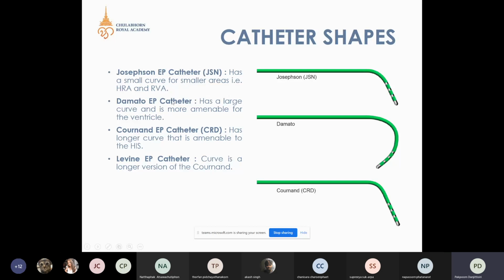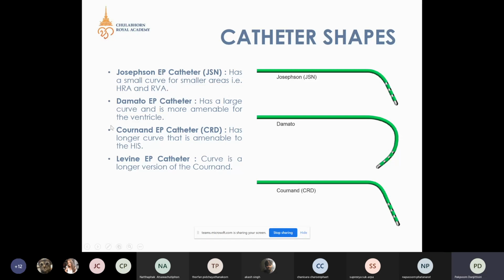The D'Amato EP catheter has a large curve and is more amenable for the ventricle, the coronary sinus. The D'Amato is over here. The curve is appropriate or suitable for placing the catheter inside the right ventricular apex.